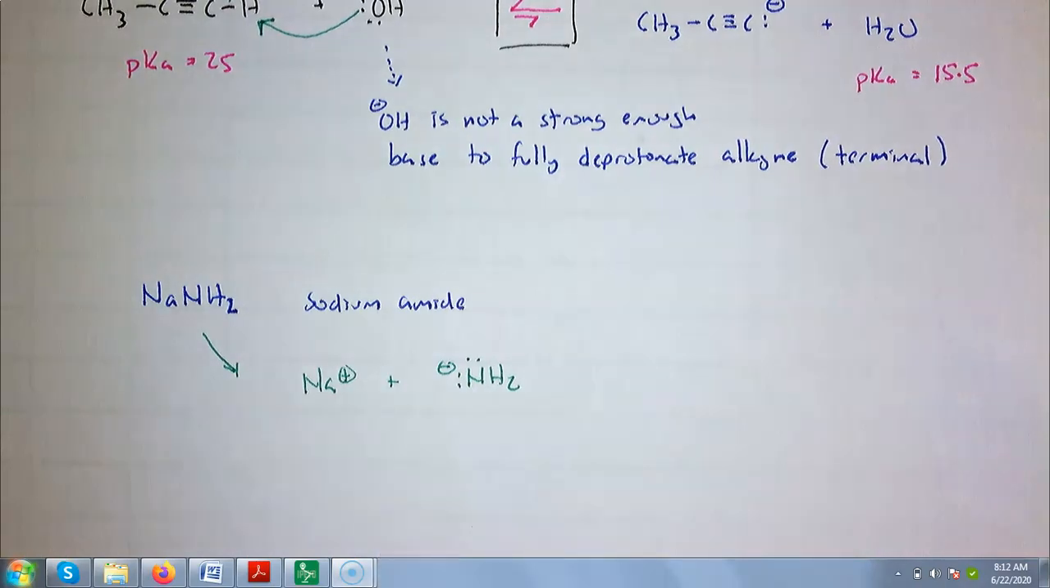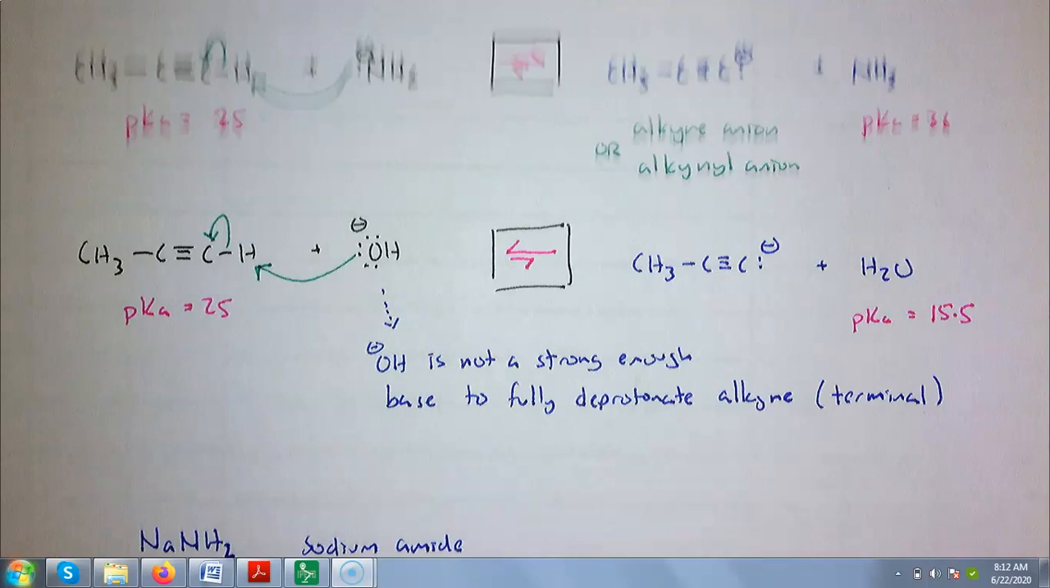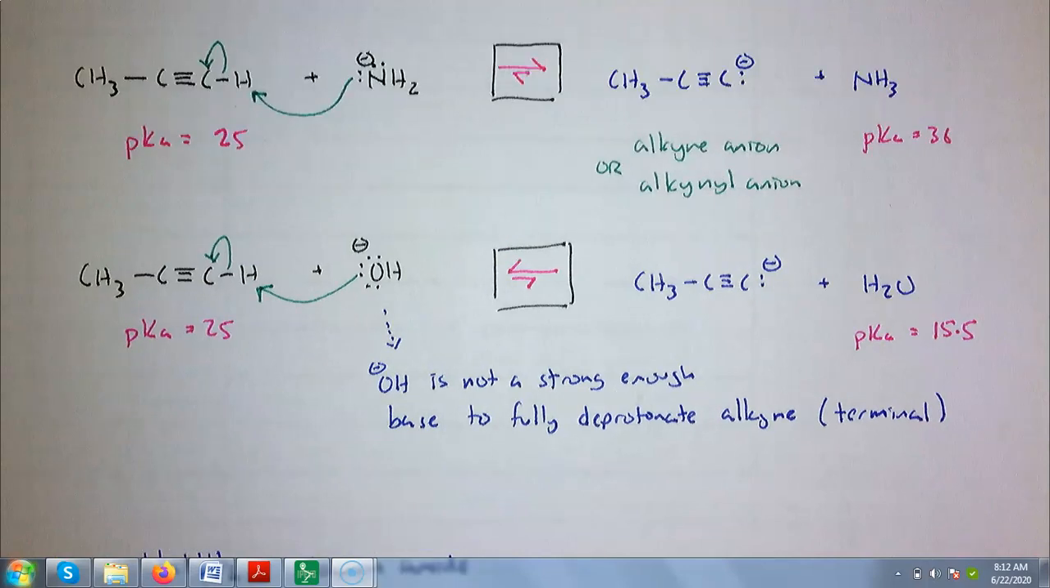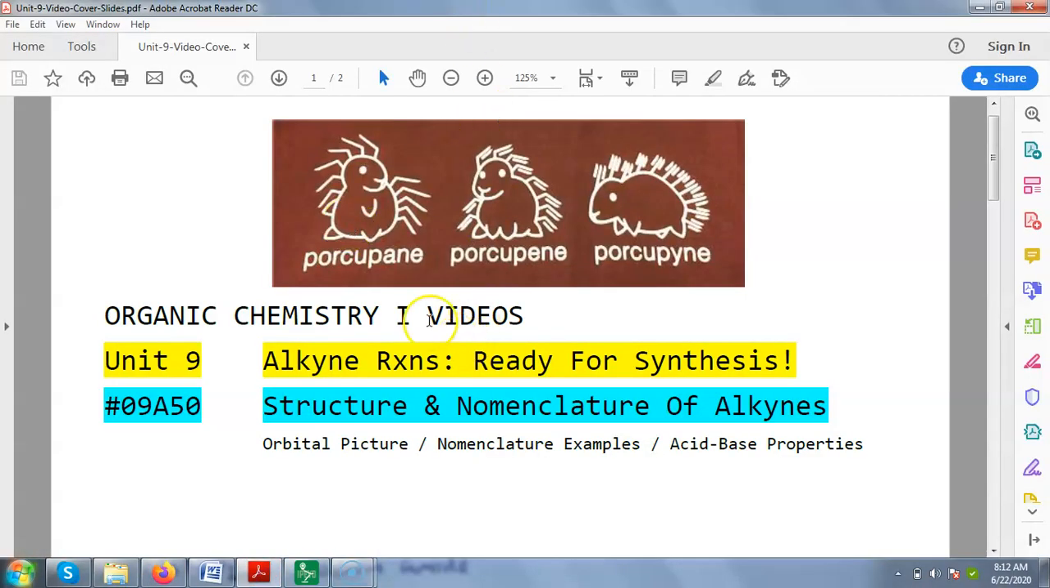Okay. Our next video, we are going to start doing reactions, and I'll show you how to string a couple of reactions together to do a synthesis, in particular the synthesis where we go from alkane to alkene to alkyne. So that's going to be pretty exciting.